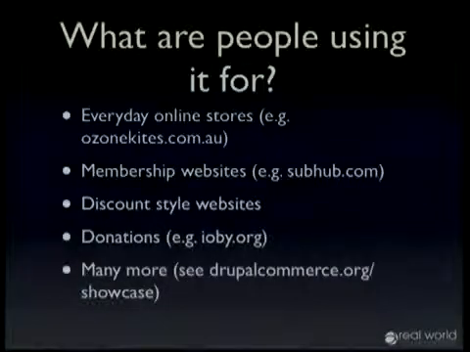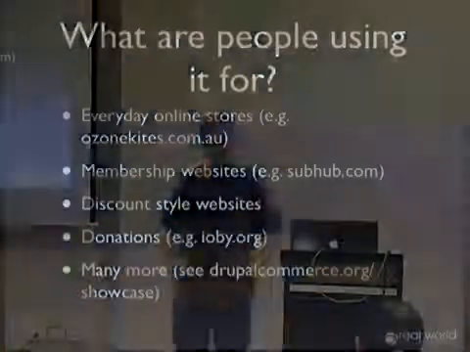Well, there are everyday online stores. An example up there is ozonkites.com.au, and if you're online, you can go onto that site now. It's an Australian-based store. They sell kites. It's pretty cool. Dries mentioned in his keynote this morning subhub.com. Subhub is an example which I've come across which is really unique. They have a Drupal-based website that sells Drupal-based websites to sell stuff, which is kind of a bit of Inception, but it's pretty good. So you can buy a website from Subhub to sell subscriptions to your magazine, or to allow you to download music from your band or something like that.